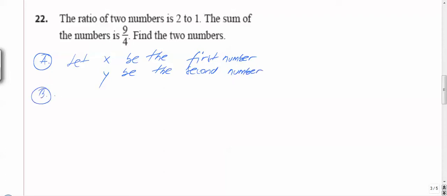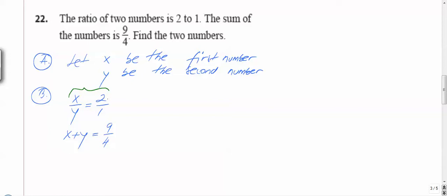You write our equation. What is the equation? The sum of the numbers is 9/4. Well, first of all, the ratio. So x over y is 2 over 1. Their sum is 9/4. x plus y equals 9 over 4. Find the two numbers. Well, let's start with the ratio here.